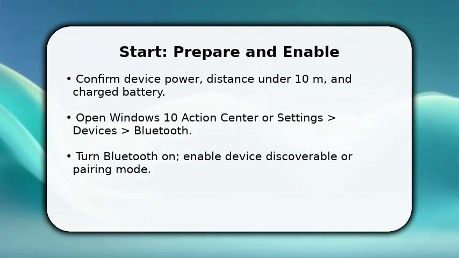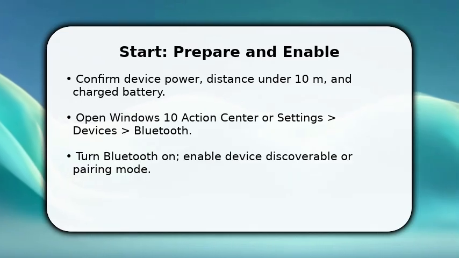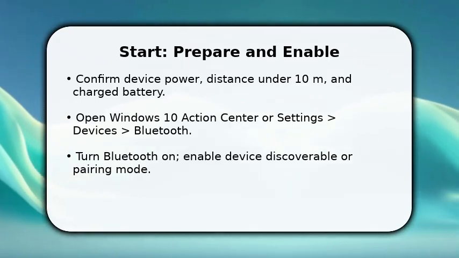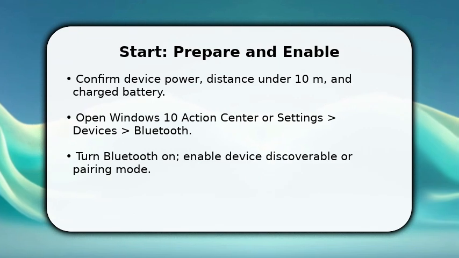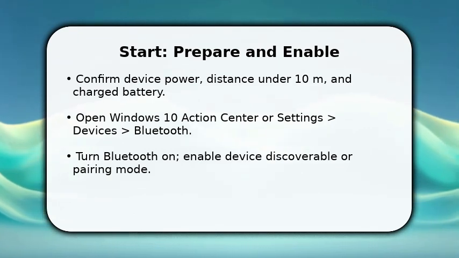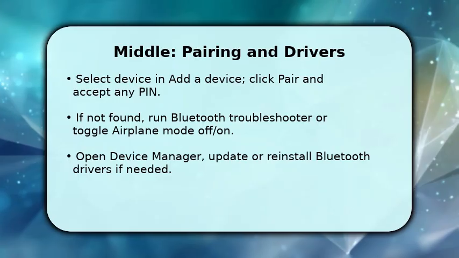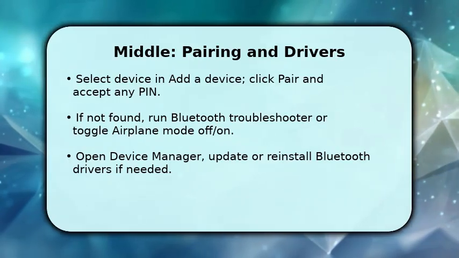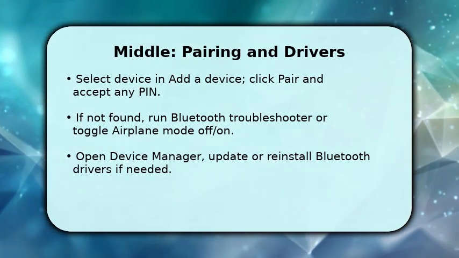If Windows prompts, click Add Bluetooth or Other Device and choose Bluetooth. This starts the system scan and prepares Windows to list available devices for pairing. After the scan finds your gadget, select it and choose Pair. Accept any displayed PIN to complete the software handshake.